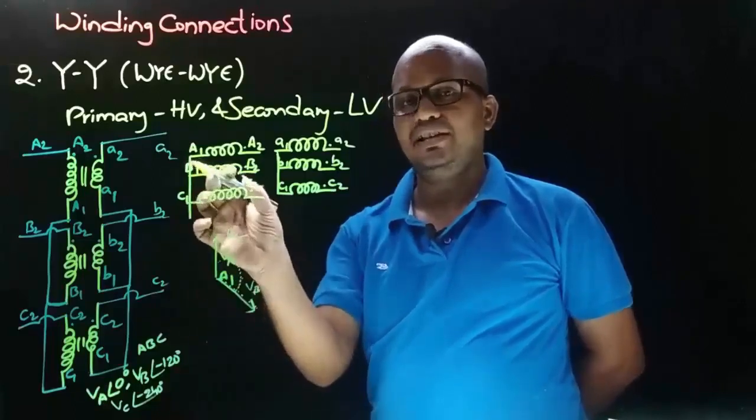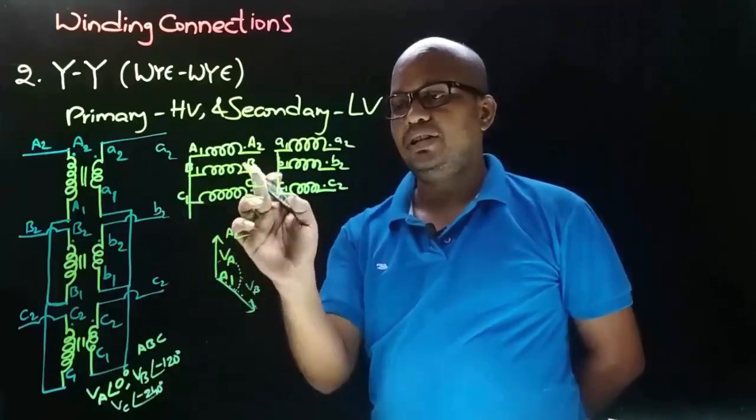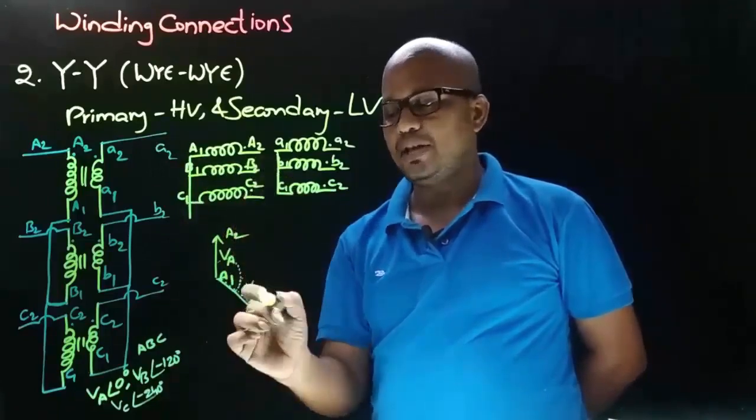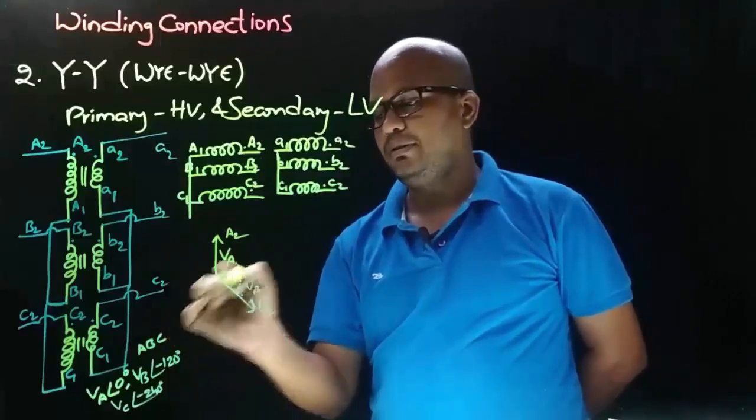So here in winding connection, VB is having B1 and B2 as terminal, and we are taking the connection from B2, means arrow will point towards B2. So obviously this will be B1.